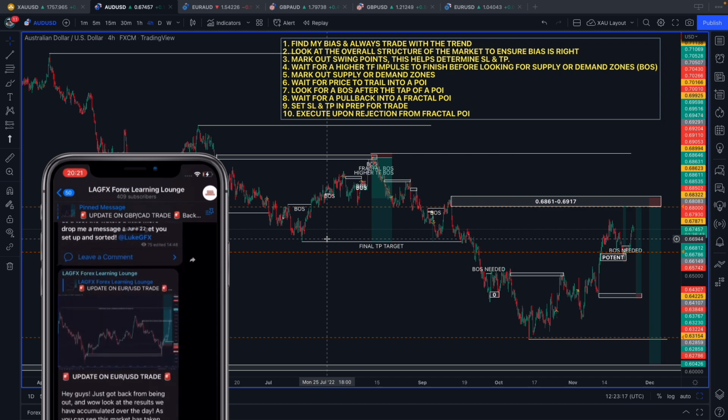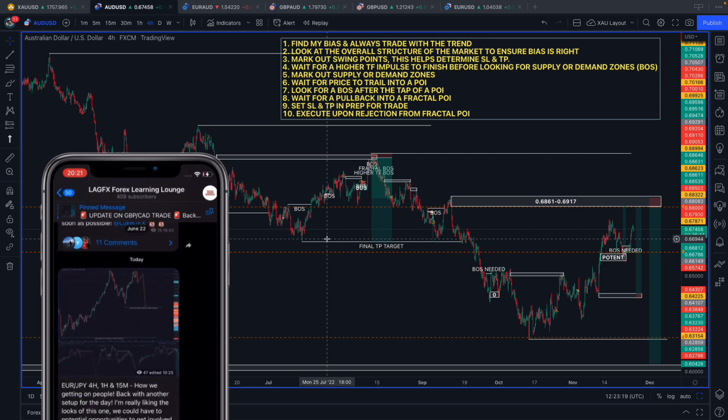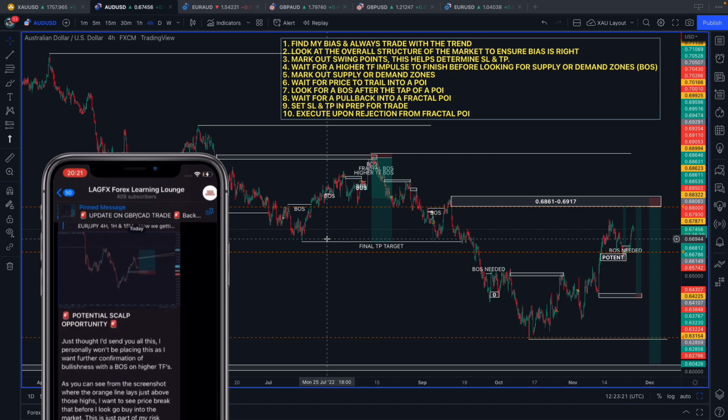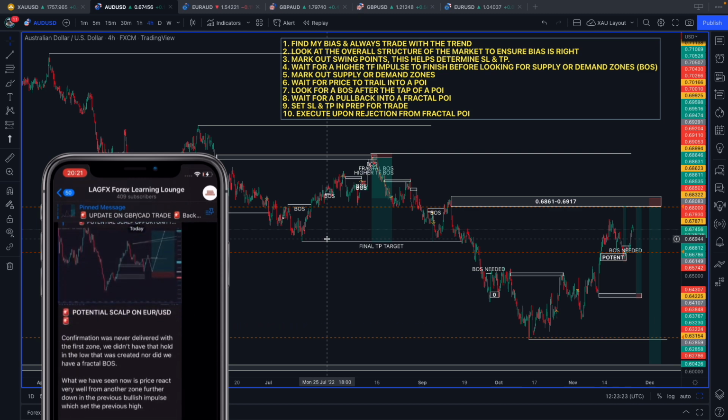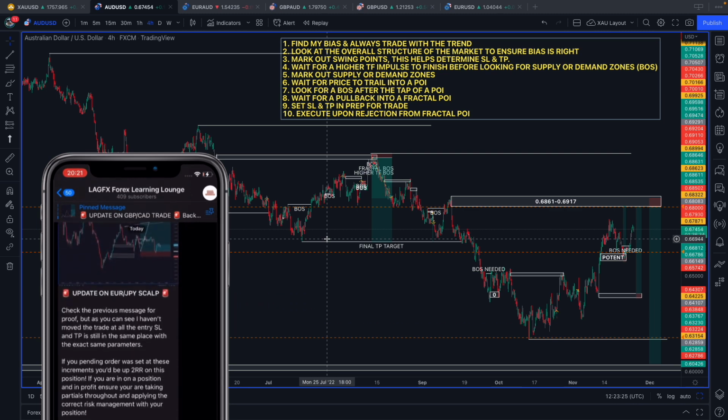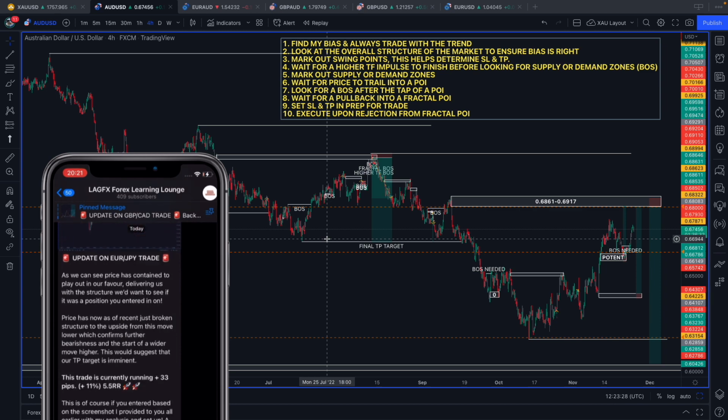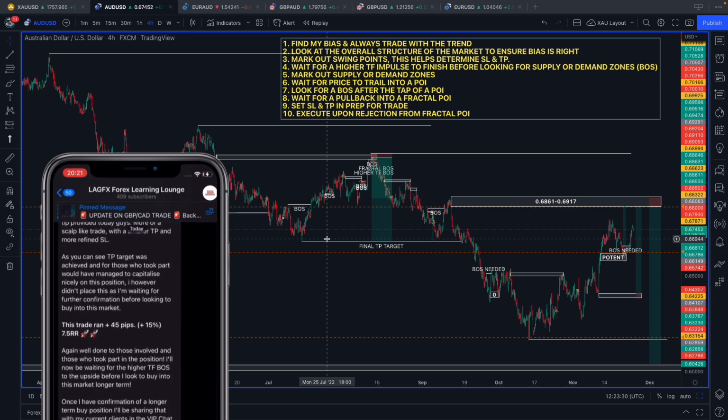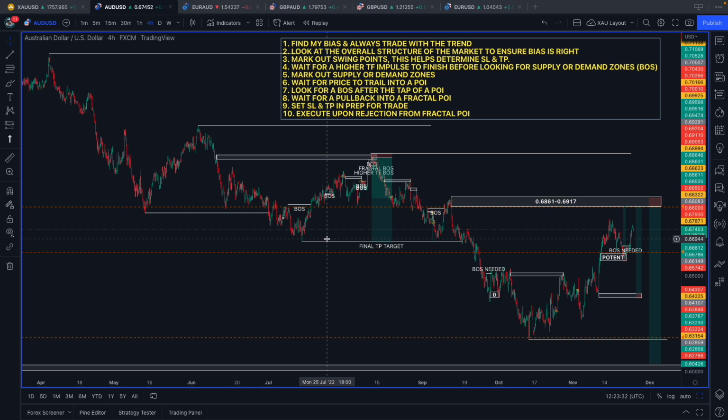So once an impulsive wave has finished, we then know that a corrective wave is inbound and it is going to trail up somewhere in order to grab enough supply or demand, depending on the direction of the market, in order to get that reversal power and flip the supply and demand balance to basically initiate its next impulsive wave.